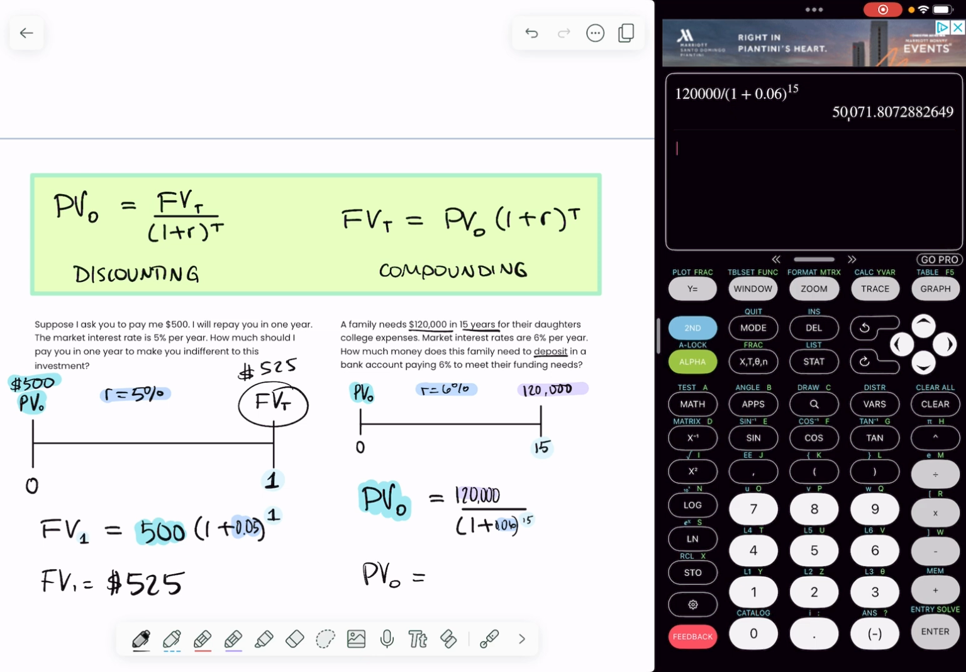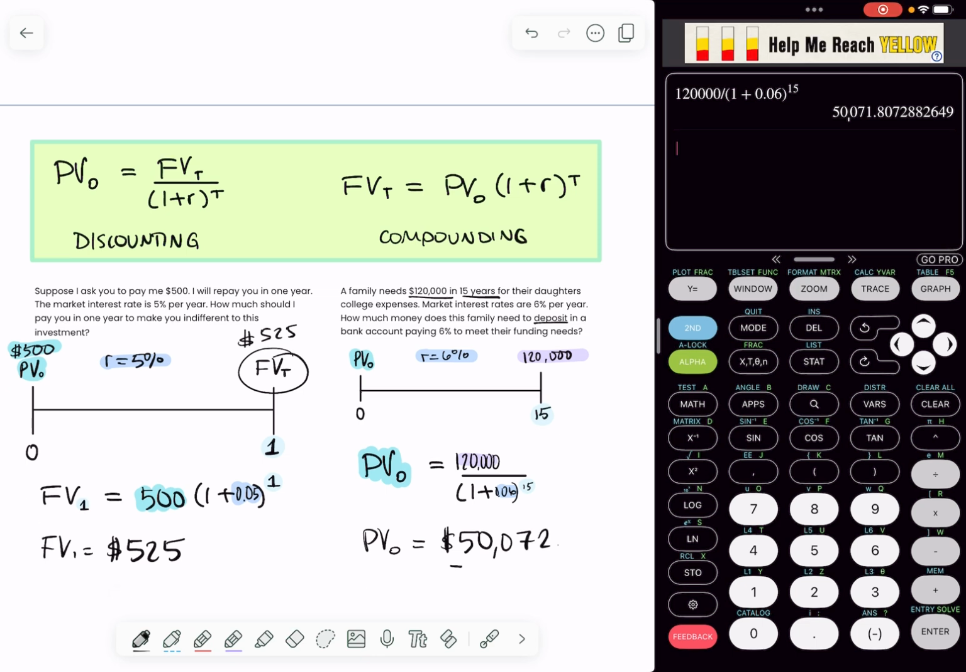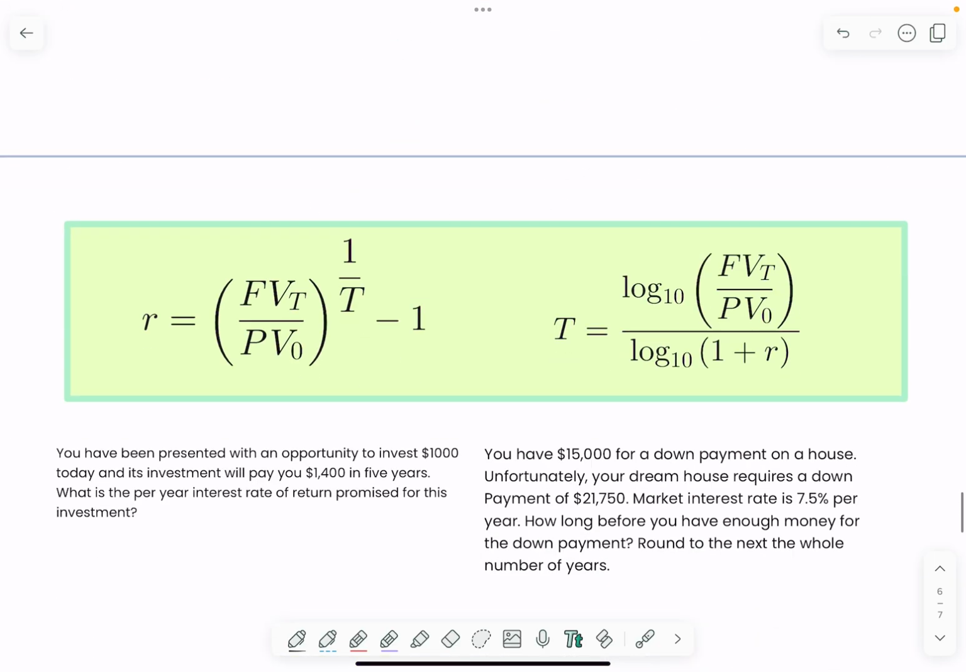And here we get that the present value of money today is equal to about $50,072. So this is how much money this family needs to deposit today in their bank account, so that with the rate of 6% and in 15 years, it's going to compound to $120,000. All right, let's move on to this one.